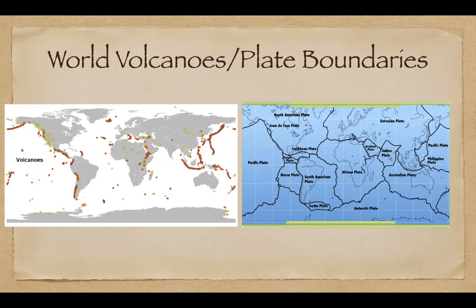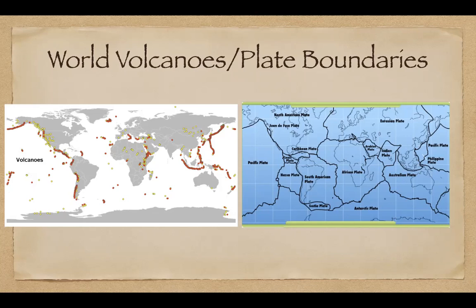But if you look at it in comparison to what you see on the right side of the screen there, do you see how it's almost exactly the same as the outline of the plates? And so the result you want to kind of keep in mind here is volcanoes, with the exception of a few, which are hotspots in the middle of a plate, almost always happen on a plate boundary.